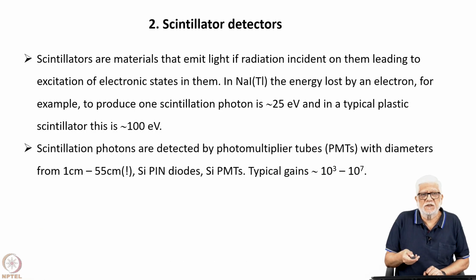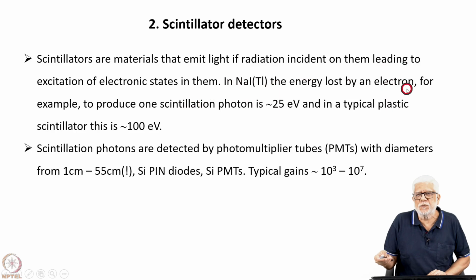Then we come to scintillator detectors. Scintillators are basically materials that emit light if radiation is incident on them. So you produce ionization, then these electrons actually excite electronic states in that scintillator. In sodium iodide, for instance, the energy lost by an electron to produce one scintillation photon is of the order of 25 eV. So 25 eV produces a visible photon, let's say, which is 1/10 of the energy. In a typical plastic, the energy required is about 4 times higher, and so this of course leads to some poorer resolution in energy for a plastic. But these are much cheaper, of course, than inorganic crystal scintillators.